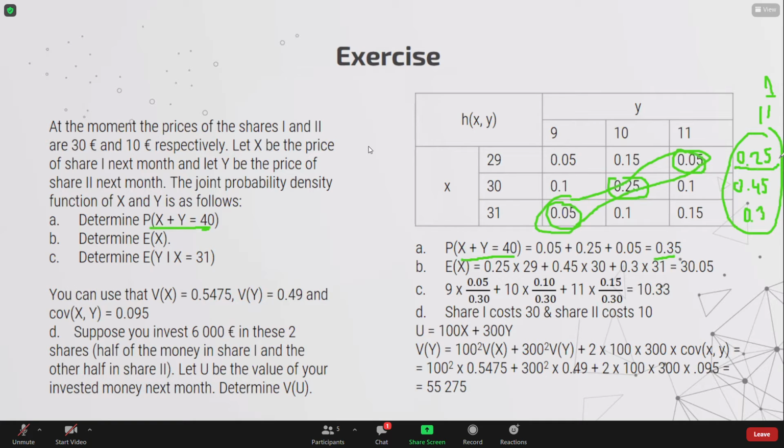Just multiply the probability by the value of the event, which is 29 times 0.25. Then 30 times 0.45. And then 31 times 0.3. And that's the expectation. That's the mean. That's the average the stock could go. That's the average value between those, which is 30.05.